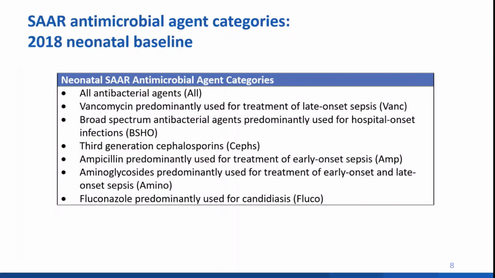The SAAR can also be generated for 7 neonatal antimicrobial agent categories. That is all antibacterial agents, vancomycin predominantly used for treatment of late onset sepsis, broad spectrum antibacterial agents predominantly used for hospital onset infections, third generation cephalosporins, ampicillin predominantly used for treatment of early onset sepsis, aminoglycosides predominantly used for treatment of early onset and late onset sepsis, and fluconazole predominantly used for candidiasis.